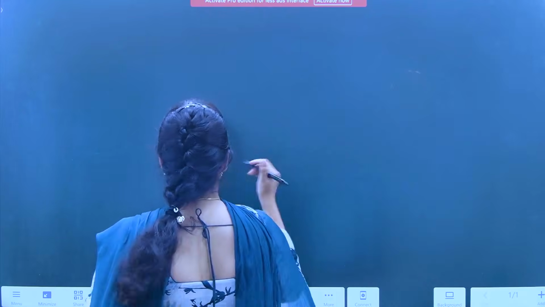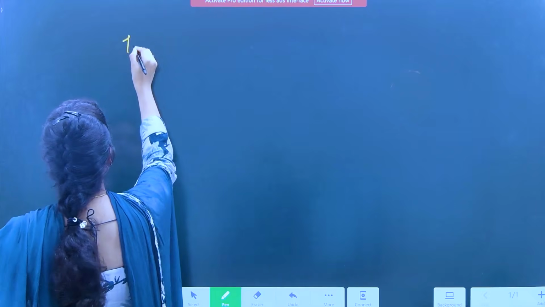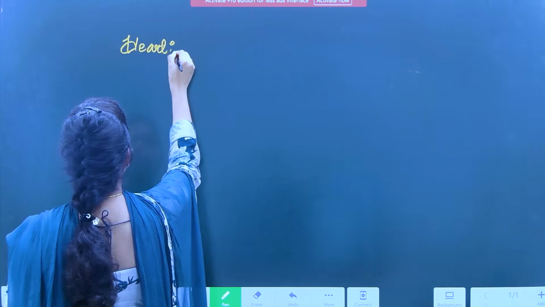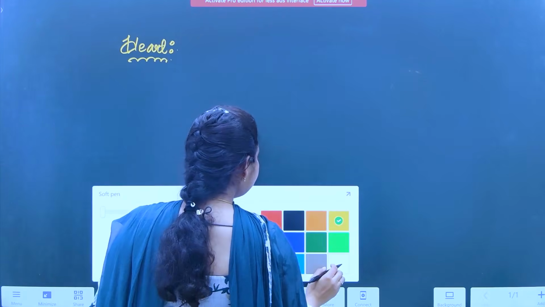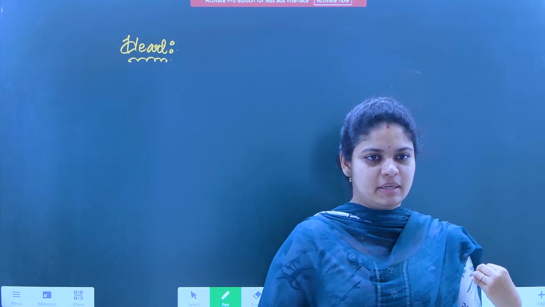Now, to the next component of the circulatory system, that is the heart. Okay, so what do we know about the heart? What is the heart exactly? What is its function? Pumping of blood. The function of the heart is nothing but pumping of blood, right?